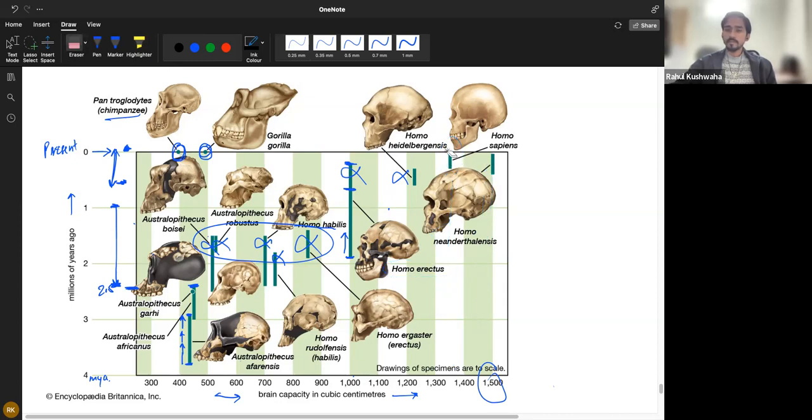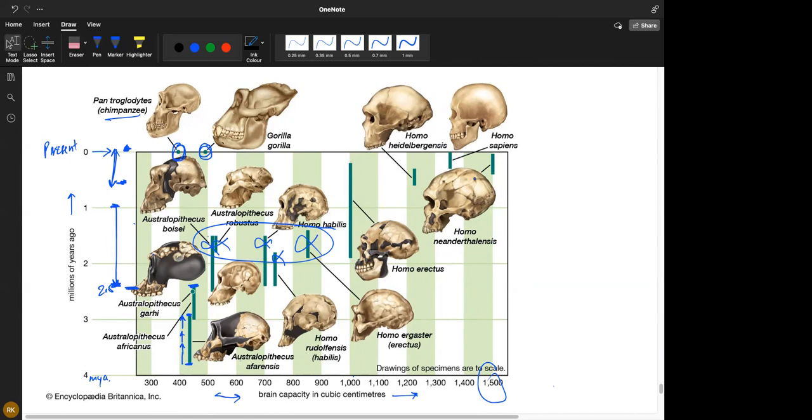Everything was going very fine. We were boasting with ego. We were very happy that, oh, we had the biggest brain. But then it turns out that Neanderthals had a bigger brain than us. Then why did we survive and they got extinct? Any idea?